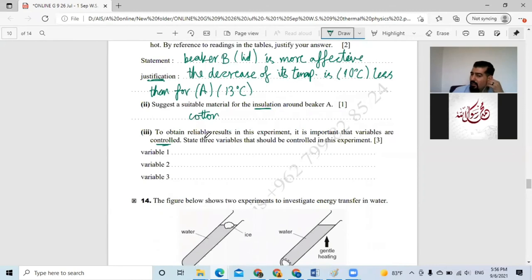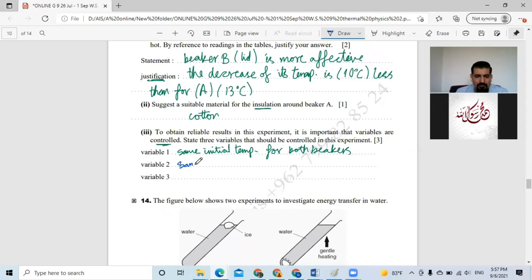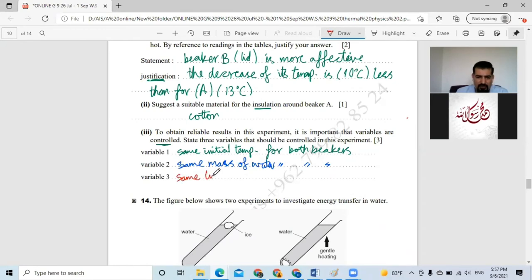Let's write the most effective ones. Of course, in marks, how are they written? 5, 6, they ask for 3 here. Same initial temperature for both beakers. What's next, what do we tell them? Same mass of water for both beakers. You can say same type of thermometers and position. Same type and position of thermometer.